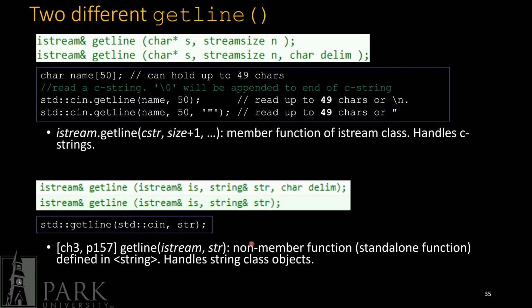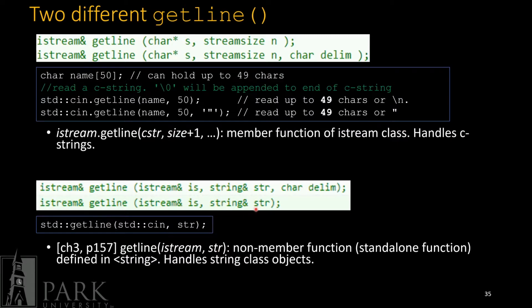Okay, and it's confusing because they're both getline, but one is a standalone function, whereas this one is a member function. See how we have to call it with the istream object? In this case, it's cin, right? But this one, it just is a non-member function in the standard namespace. Okay, but we have to pass in the string object that we want to extract from.